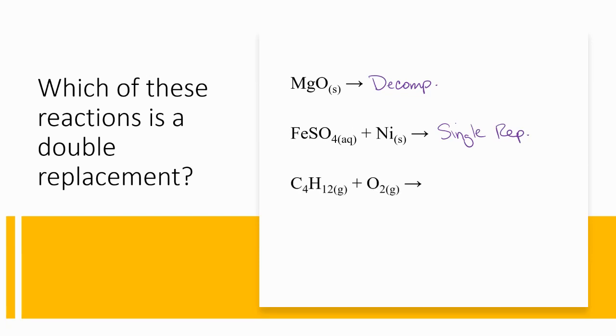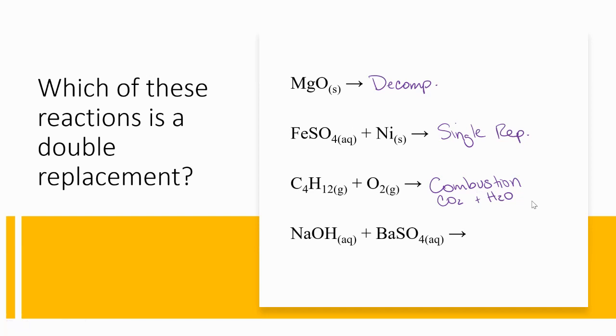Okay, next I have C4H12 combining with oxygen. So this should just be like a red flag in your brain right now, or I should say a flaming red flag, right? Because this is clearly going to be a combustion reaction. And you should know that the products of the combustion reaction, right, are going to be carbon dioxide and water, by the way.